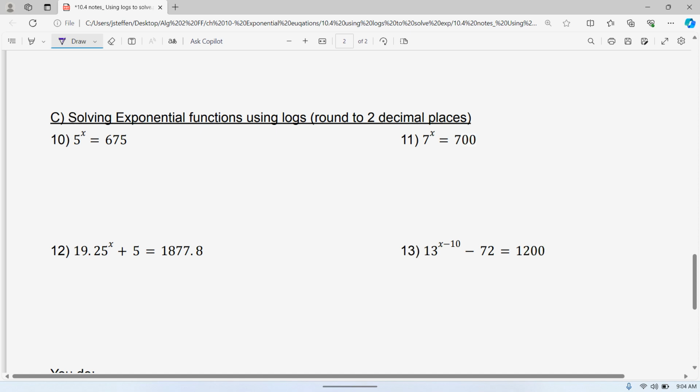take the natural log of both sides. The natural log of 5 raised to the x is equal to the log of 675. Again, if you would rather use log, you can. Also, you don't necessarily have to use a cursive L. I just do that so it doesn't look like 1.